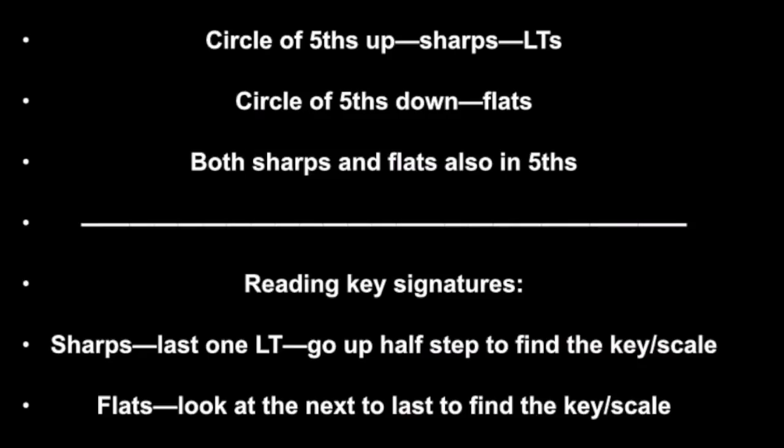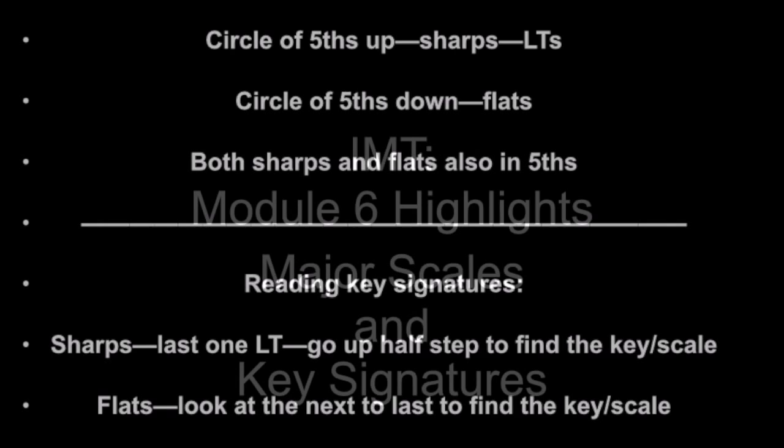And to summarize key signatures, scales found in the circle of fifths going up contain sharps that serve as leading tones. Scales found in the circle of fifths going down contain flats. Both sharps and flats are also ordered in fifths. You can recognize and read key signatures with sharps by looking at the last sharp, that is the leading tone of the key. The scale starts just a half step up. You can recognize and read key signatures with flats by looking at the penultimate flat in the key signature. That is your key. This is all.